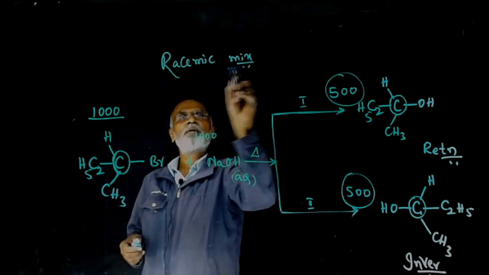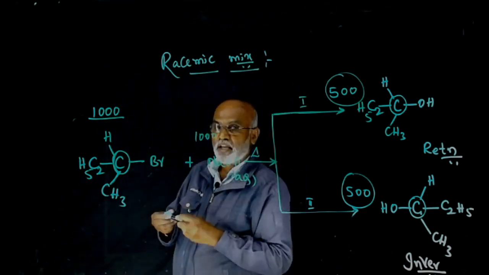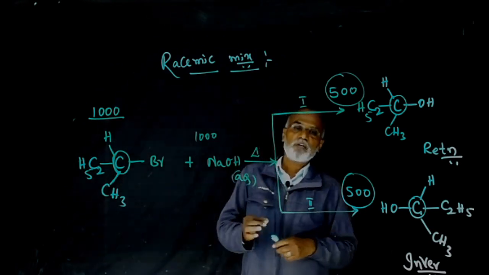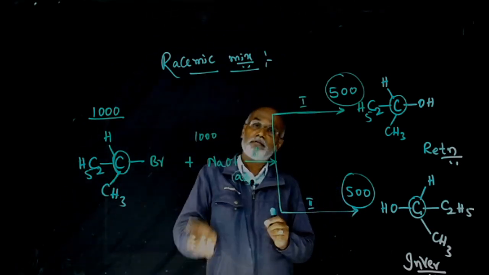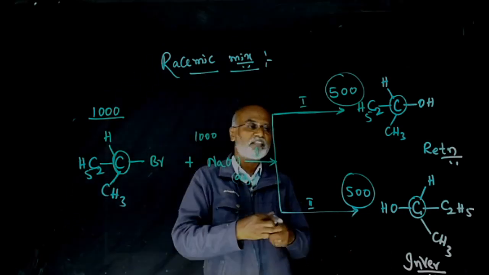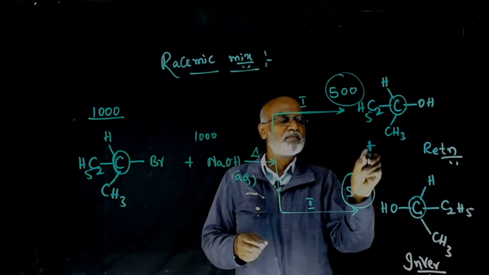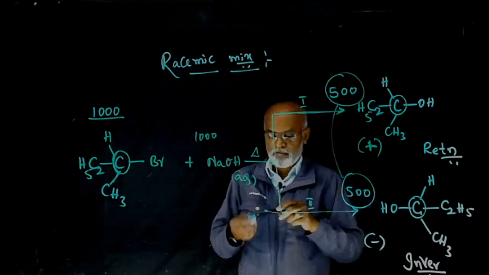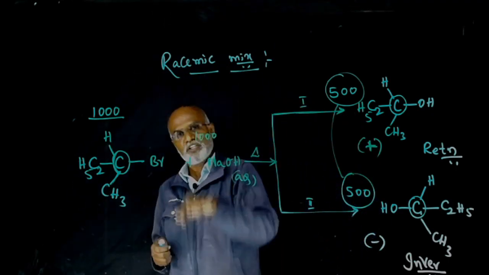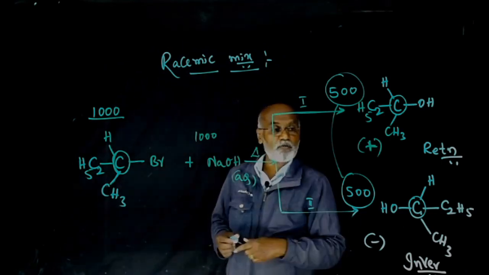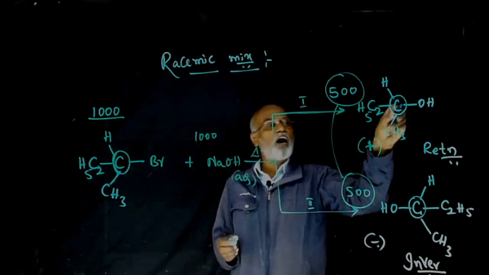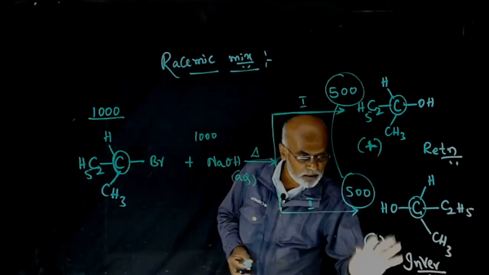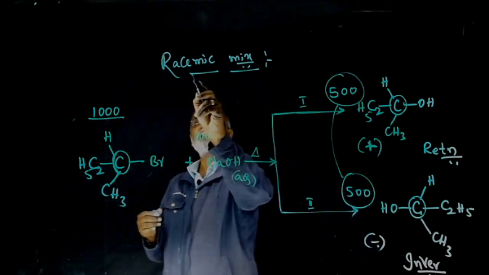Racemic mixture. Please remember, a mixture containing equimolar quantities, not equal quantities. Many students used to write equal quantity. No. Equimolar quantity. Let me take for example, let us say this is your dextro isomer and this is your levo isomer. So dextro and levo isomer are in equimolar quantities. A racemic mixture is defined as a mixture containing equimolar quantities of both plus and minus isomers of a compound. So a mixture containing equimolar quantities of both plus and minus isomers of a compound is called racemic mixture.